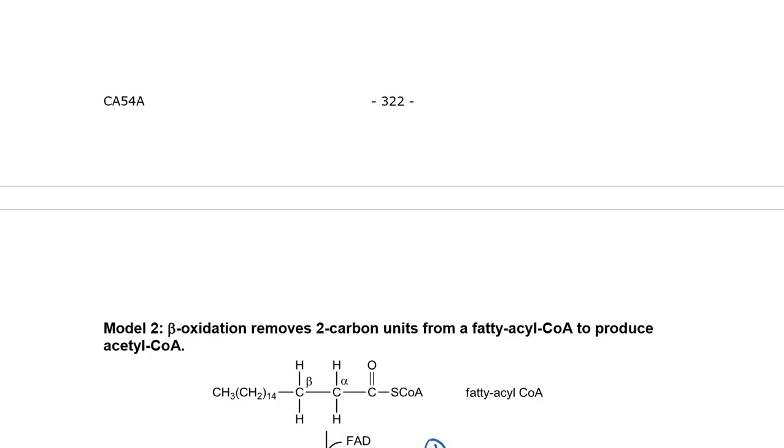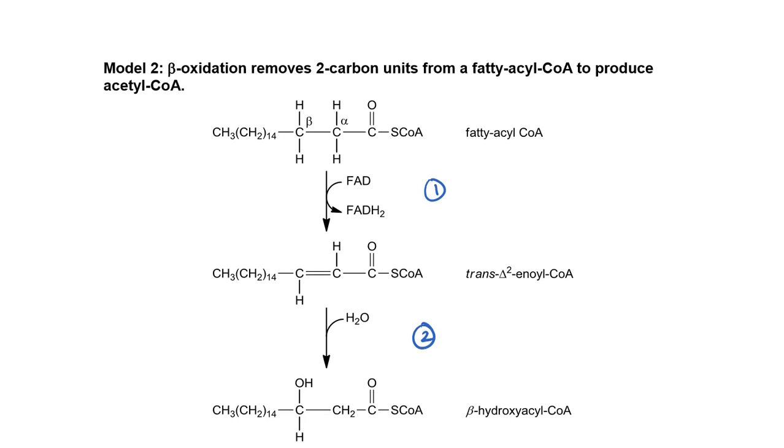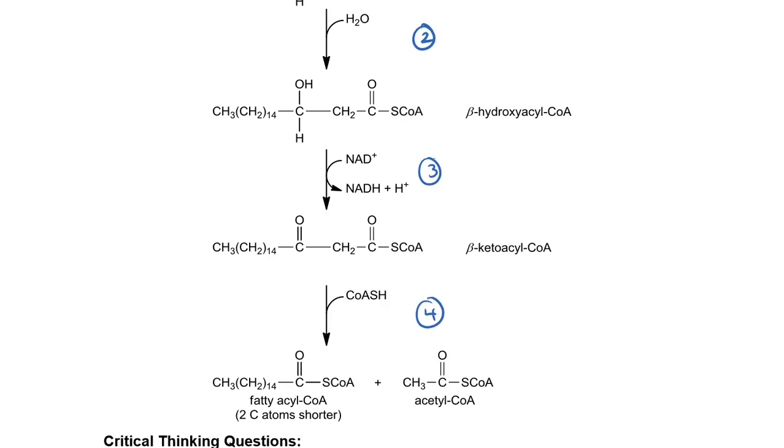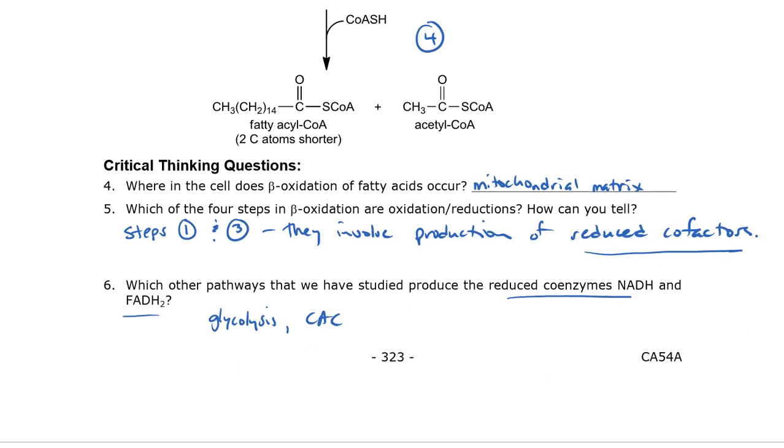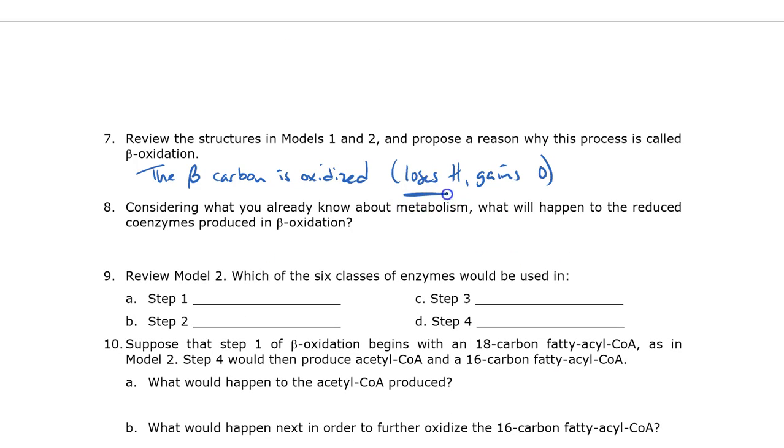And then if you look through Model 2 at the beta carbon, you see that it starts out with 2 hydrogens, but by the end of step 3, it now has an oxygen instead of 2 hydrogens. So if you have lost hydrogens and gained oxygens, both of those are shortcuts for recognizing that it's been oxidized.